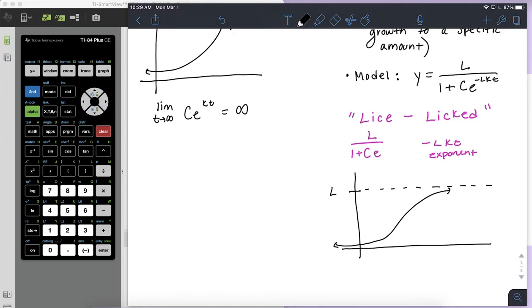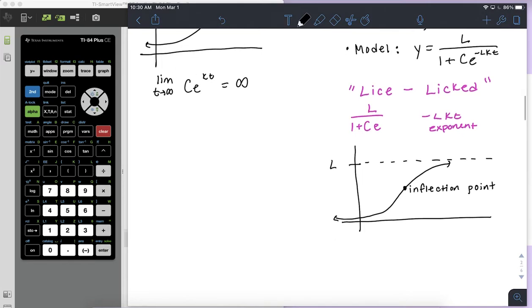Right, so our model looks more like this. There's eventually an inflection point where the population is still growing, but it is growing at a decreasing rate because you're getting closer to the limiting capacity. So in other words, if we take the limit of a logistic growth model, we can see that we're going to approach that limiting capacity. So we no longer have infinite growth.